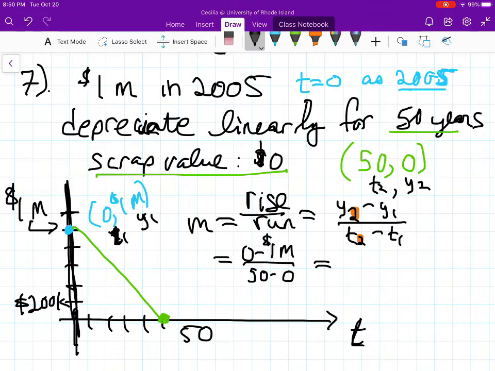Now, if you did the math right, the slope for depreciation should always be negative. Because it's the value that we're going to reduce in the value of the building per year. So let's write that out. So $1 million is lost for every 50 years.